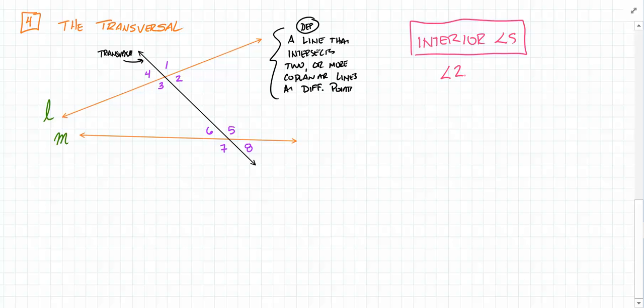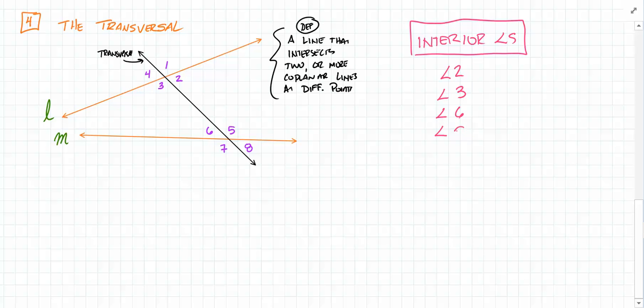What do you think? It's on the inside of the 2 lines. And what are the 2 lines called? They have names? The L and M, right? It's an angle that's on the inside of L and on the inside of M simultaneously, right? So can you give me the other 3? Just shout them out. 3, 6, 5. Very good. Angle 3, angle 6, and angle 5, right?